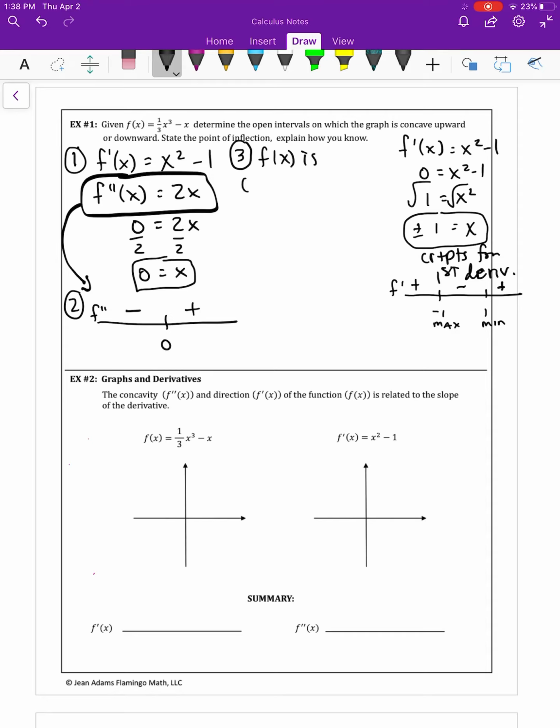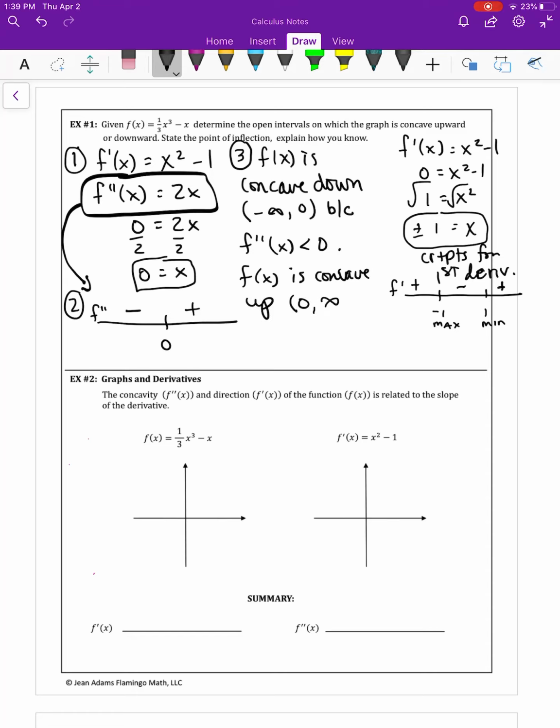We're going to say f of x is concave down from -infinity to 0, because f double prime of x is less than 0 there. f of x is concave up from 0 to infinity because f double prime of x is greater than 0 on that interval. Okay, so there are our concavity intervals based on the sign chart and the critical point of the second derivative.